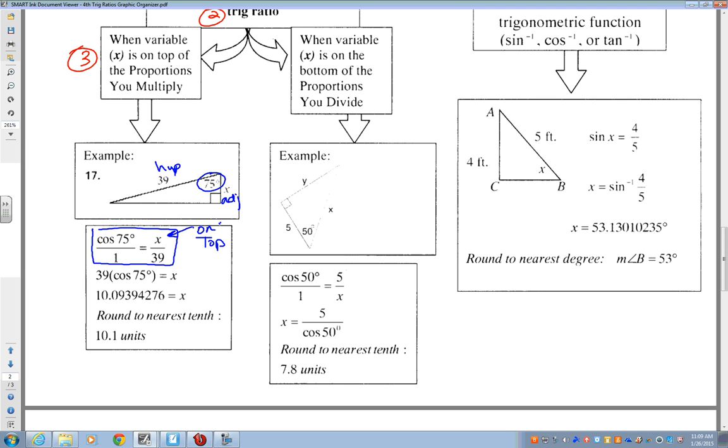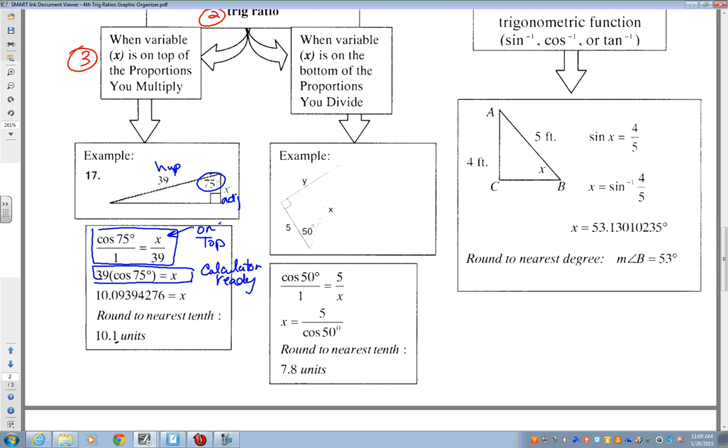Okay, so what they did was they went ahead and multiplied. 39 times the cosine of 75 equals x. This part is showing the calculator ready. It's going to ask you that on the worksheet today. What is the calculator ready part? It's showing what you would have to type into the calculator to get your answer. Now, when they type it in, we get this answer. It says round to the nearest tenth. That's only one decimal place. And then we have it rounded.